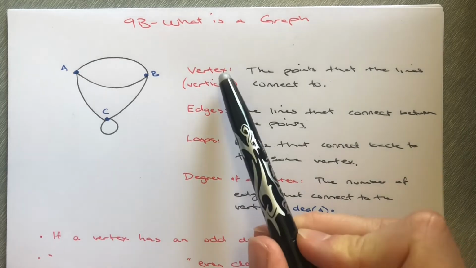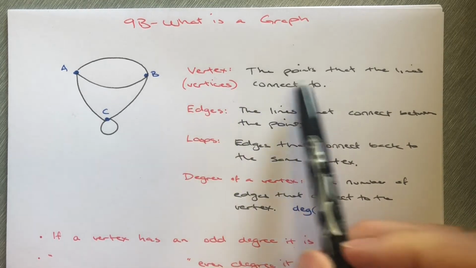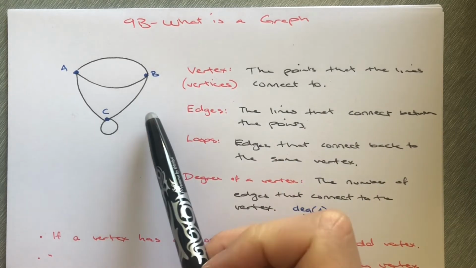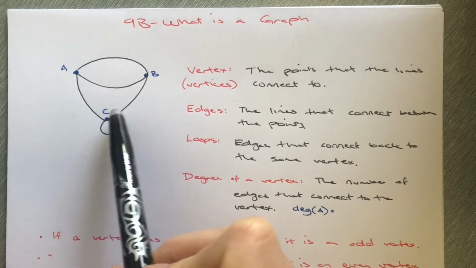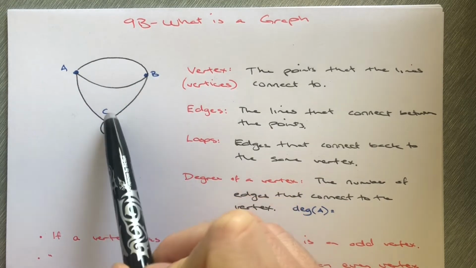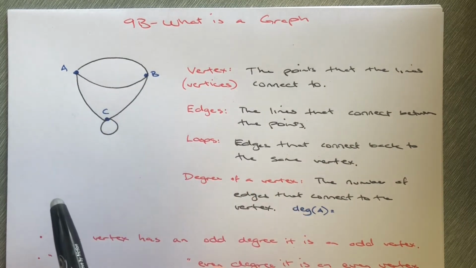All right, so the first one is vertex, or vertices for more than one, for plural. They're the points that the lines are connecting to. So if we look at our graph or example over here, we can see that the lines are connecting to these points here. So A is a vertex, B is a vertex, and C is a vertex as well. So those three things are vertexes.